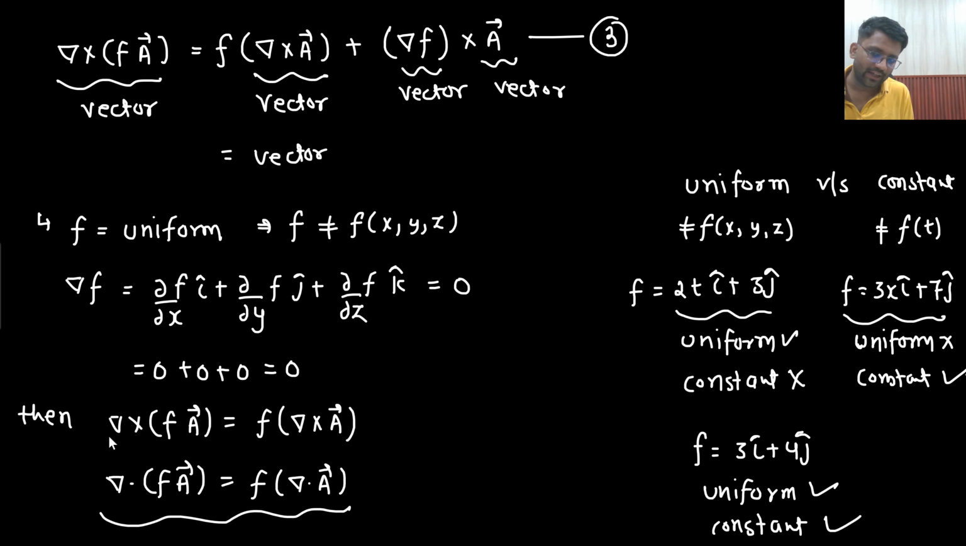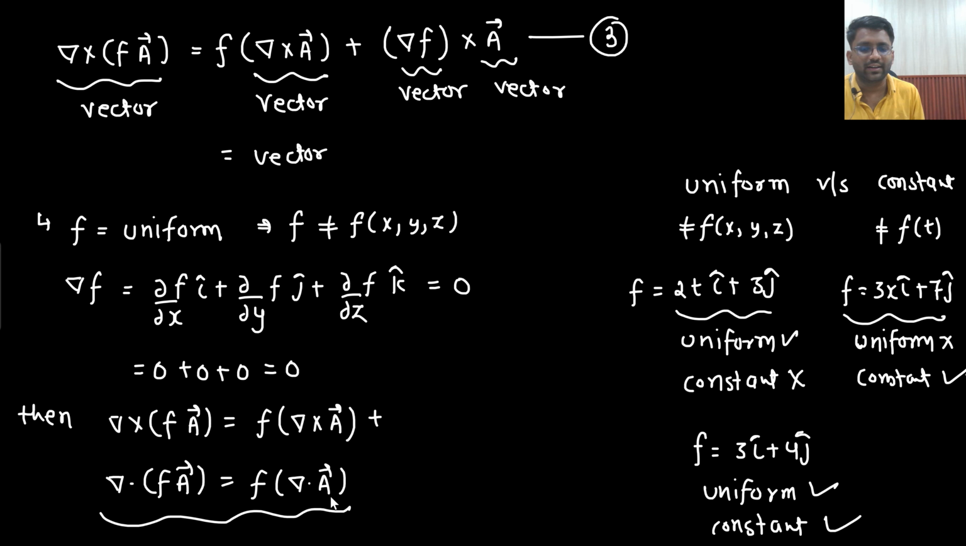Here, what was the actual answer? f comes outside del cross a plus, now del will say that I will deal with f, cross product with a. Now this is 0, so this term will be gone. This happens only if your f is uniform, because when f is uniform, its gradient will be 0, which is pretty obvious because it is not a function of x, y, z.